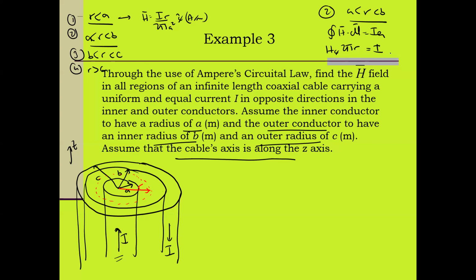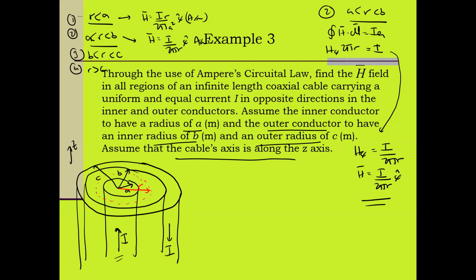And from here, we can write that the Hv shall be equals to I over 2 pi r. And in the vector form, we have H vector should be I over 2 pi R direction of v, in ampere per meter. So this is the H field for the second region, which is between A and B.